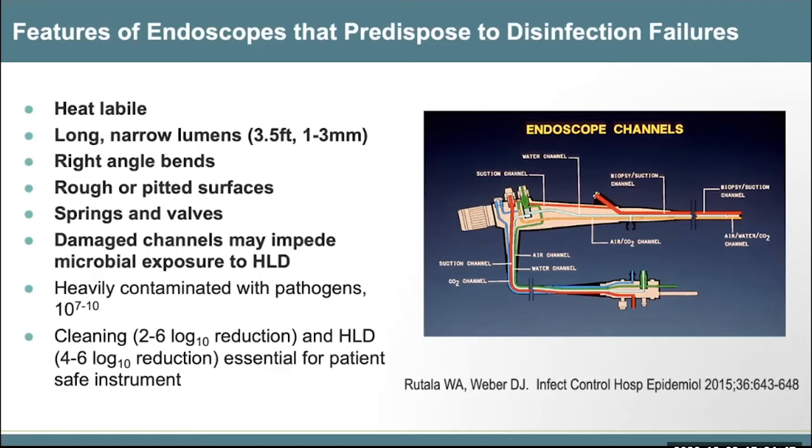And cleaning, as we said, can reduce up to 6 logs, usually around 4 logs, and high-level disinfection up to 6 logs. So essentially, there's no margin of safety. You can have as many organisms as the processes you use can handle. And this is why we see failures of high-level disinfection in duodenoscopes.